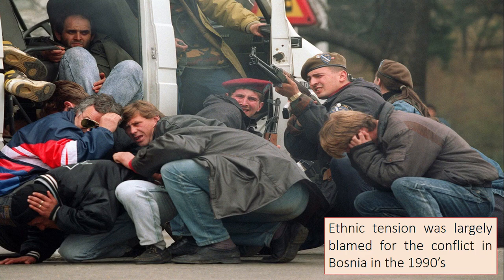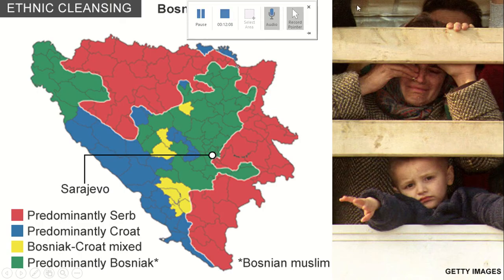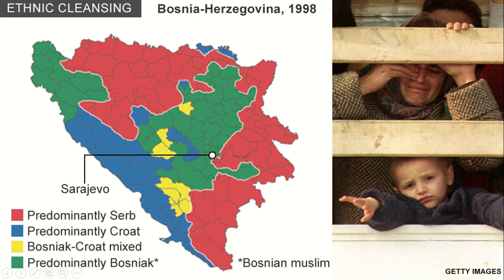Now, I'm not going to go into this in too much detail, but ethnic tension was largely blamed for the conflict in this country. And if we look at this map here, you can get some idea why. So this was Bosnia-Herzegovina, which is a country that now doesn't exist. And essentially, you can see here that within that country, there were lots of different ethnic groups. Those colours like the blue, the green, the yellow, and the red are showing different ethnicities.